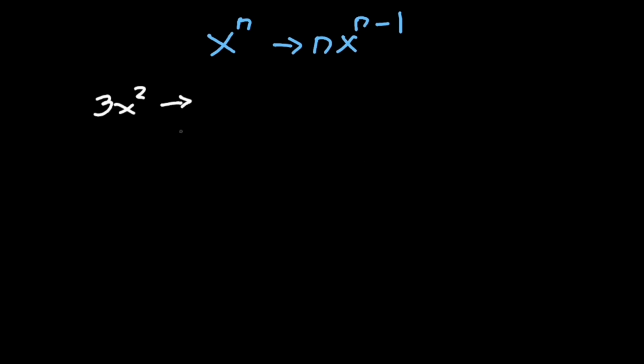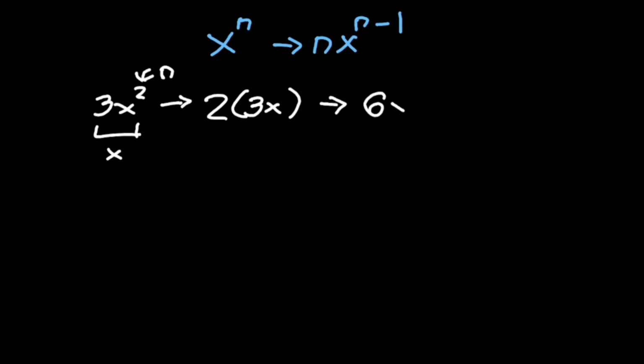Now, let's try 3x raised to the power of 2. Let 3x be the x and 2 be the n. So, according to the formula, you will bring down 2, multiply this by the 3x raised to the power of 2 minus 1, which is 1. So, no need to put it. Multiplying these two together, you will get 6x.